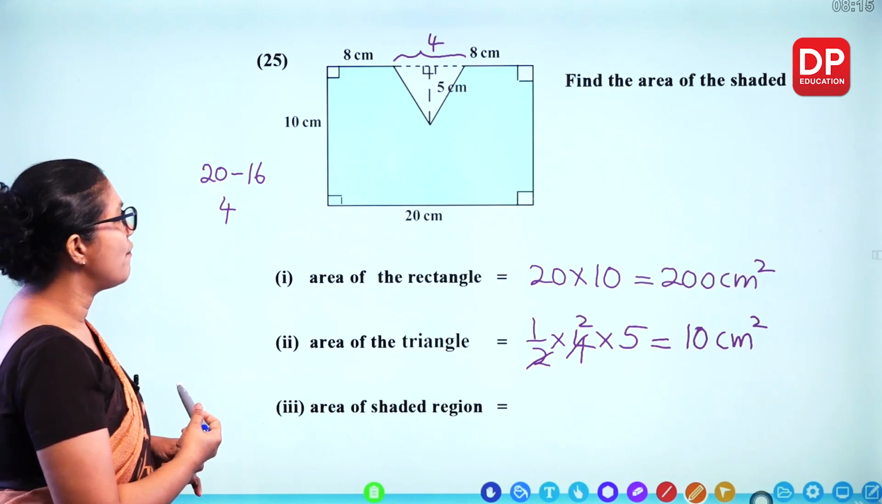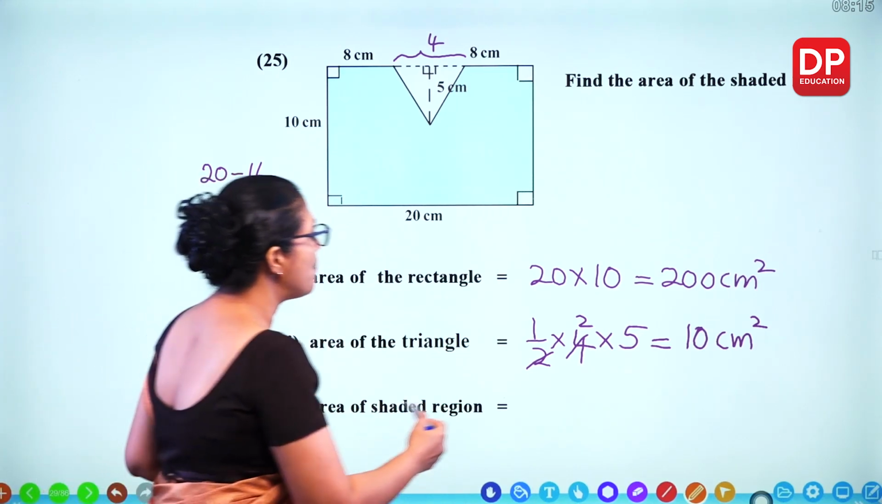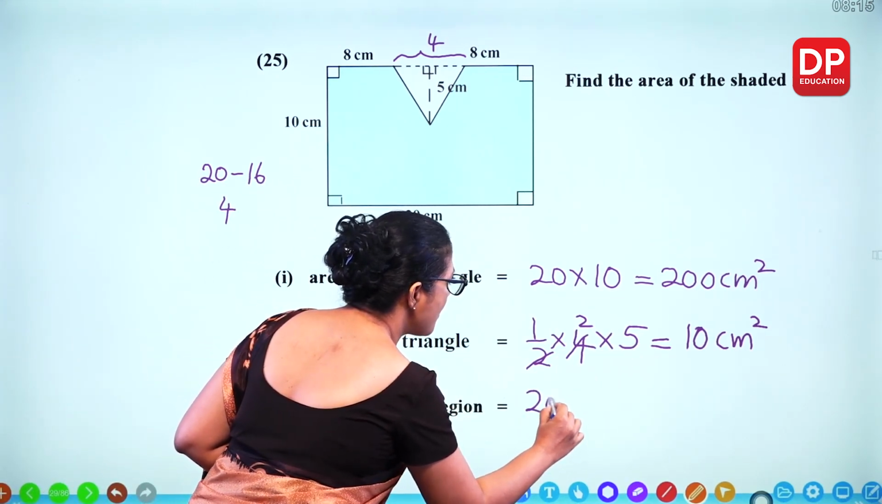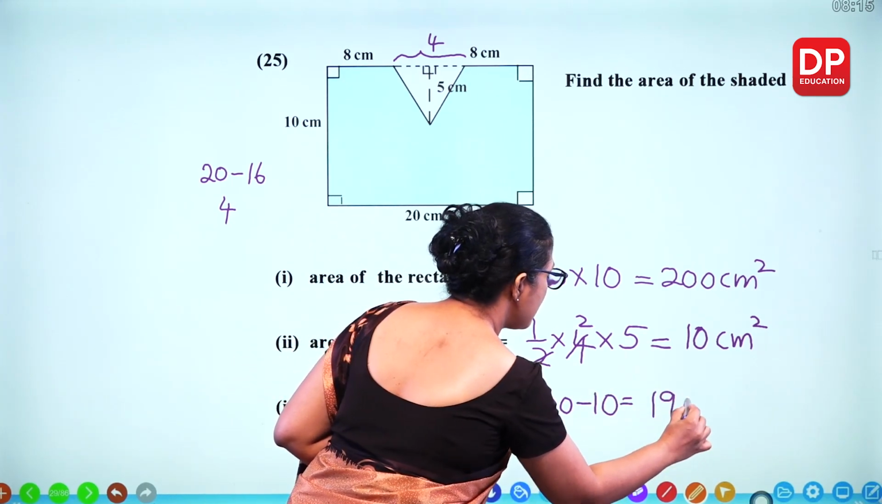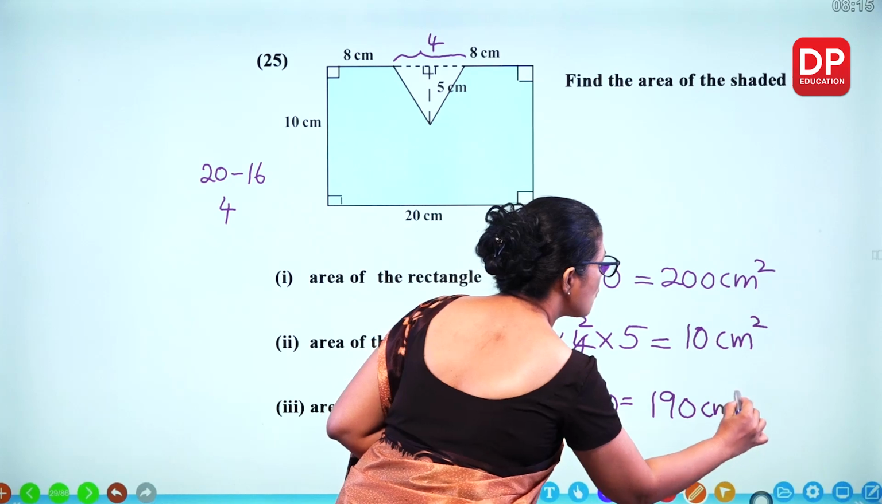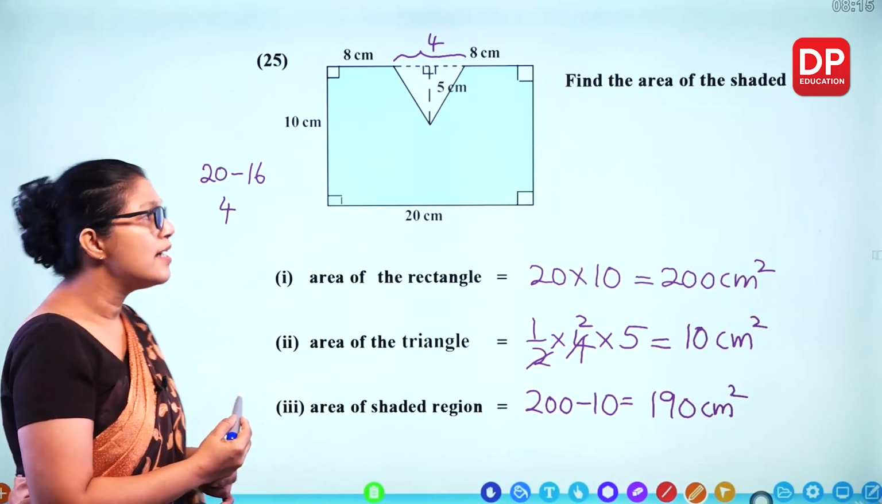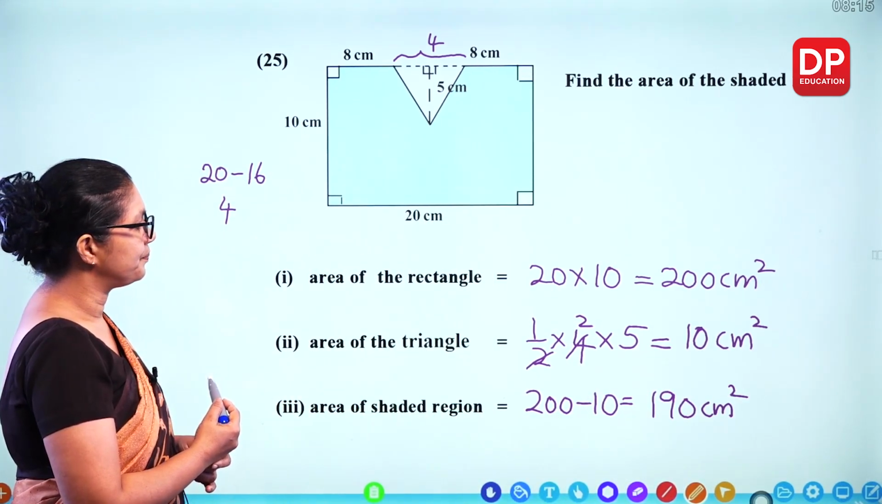Now, how can we find out the shaded area? Subtract these two. So 200 minus 10, you get 190 square centimeters for the shaded region.